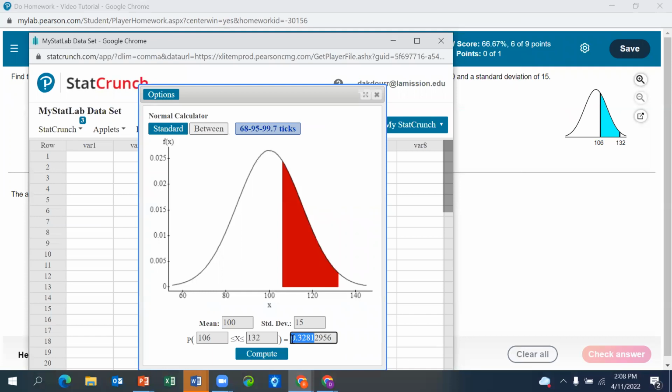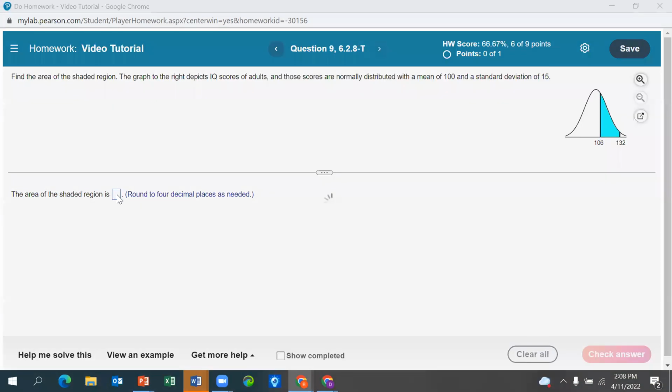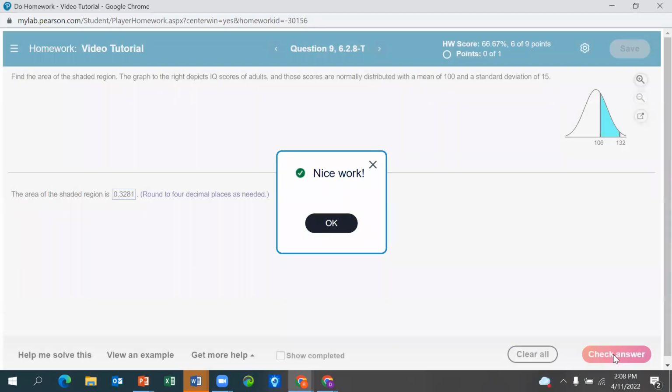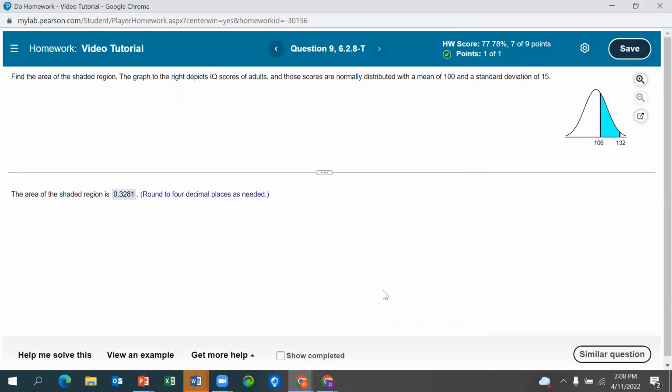It's 0.3281. And click, and there you have that. So this is the way we find the probability using uniform and normal distribution.